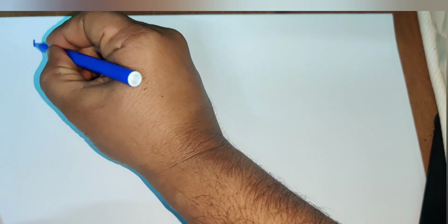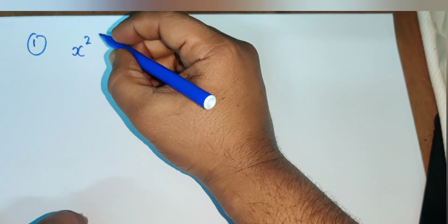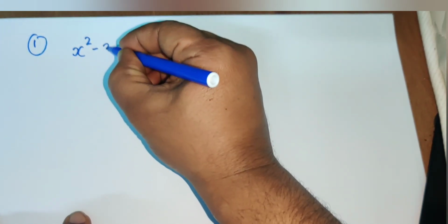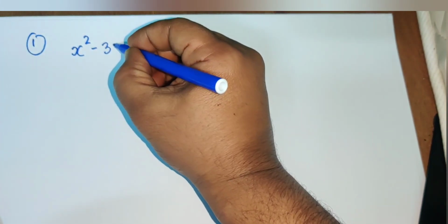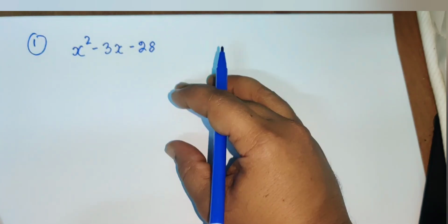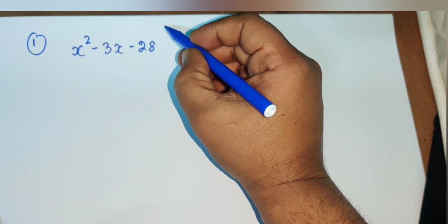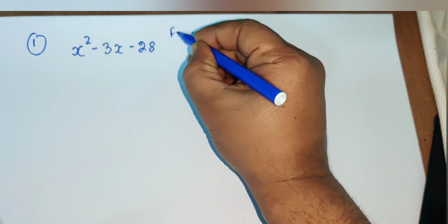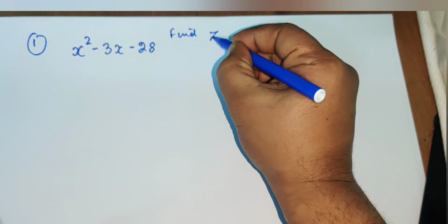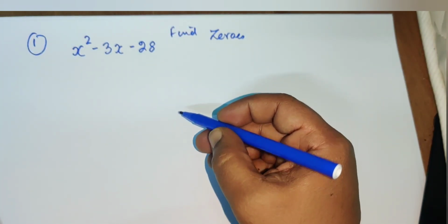I'll take some examples so that I make you fully understand. First question, x square minus 3x minus 28. We have to find the relationship between the zeros and the coefficients of the polynomial. We have to find the zeros in this problem, and also the relationship.